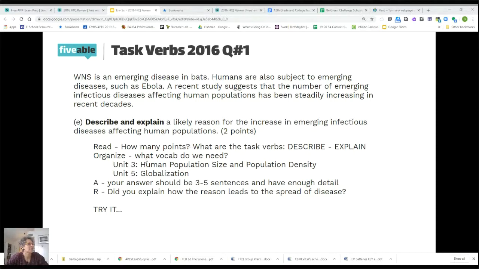Okay, let's look at this exemplar. Oh, you didn't get to the explain yet. Yeah, I think you could have one more sentence for the explain, but let's look at some exemplars and then let's look at the scoring guideline.